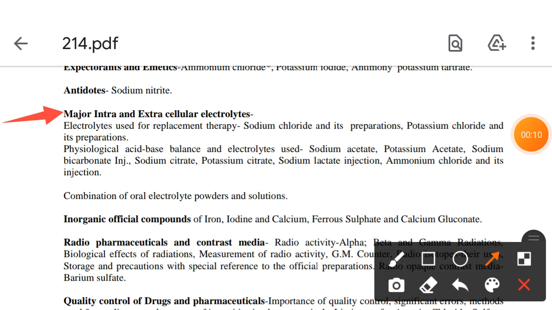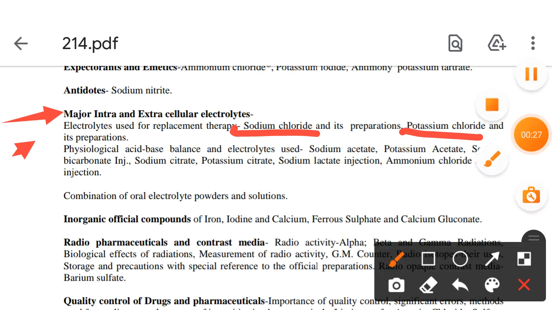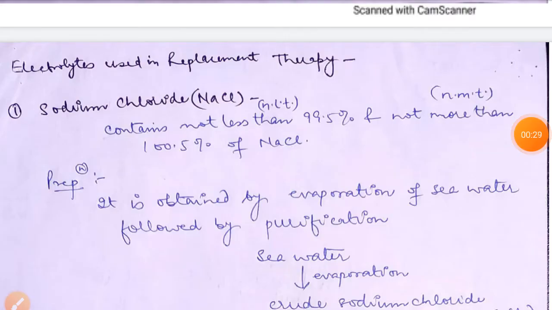So according to the syllabus of pharmaceutical chemistry first, in major intra and extracellular electrolyte, today we study about the electrolyte used for the replacement therapy, sodium chloride and its preparation, potassium chloride and its preparation. So let's start the topic. Electrolyte used in replacement therapy.